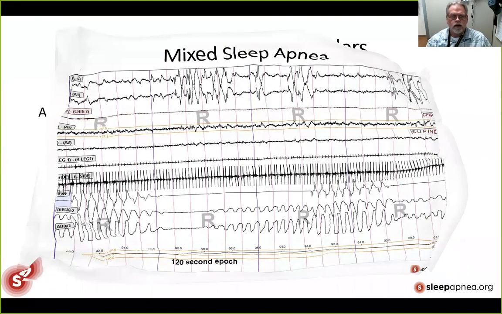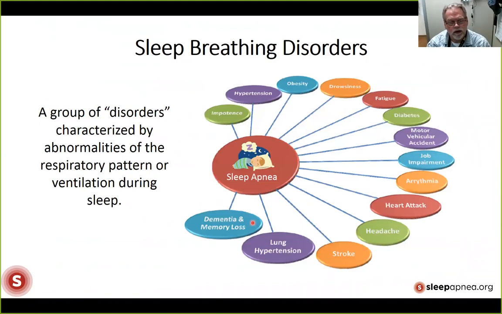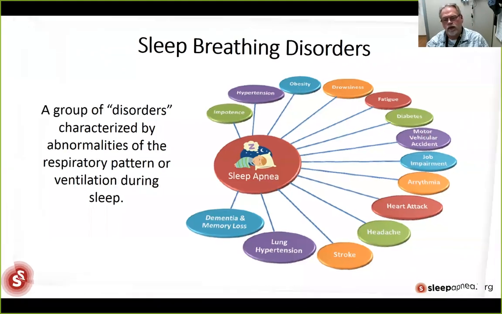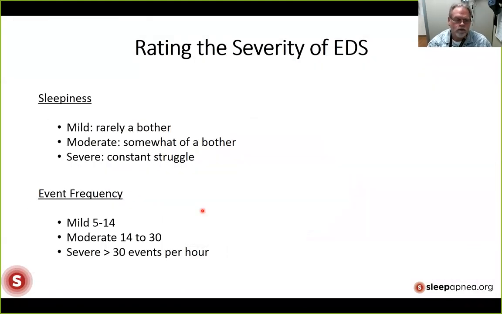So when we look at apneas, we catalog apneas as a group of things, particularly how it affects our lives. And I love this chart because in the middle here, we're going to see the sleep apnea. And if you look out at some of these little extensions that come out, we're going to see impotence and hypertension, obesity. And that's the chicken and the egg thing. Obesity can lead to breathing disorders such as apnea, but untreated apnea can also increase the obesity, which then makes the apnea even worse. Drowsiness, fatigue, diabetes, these can all lead to motor vehicle accident, job impairment, heart attacks, headaches, stroke, dementia, memory loss. So many things that can happen from an untreated apnea, whether it's obstructive, central, or mixed.